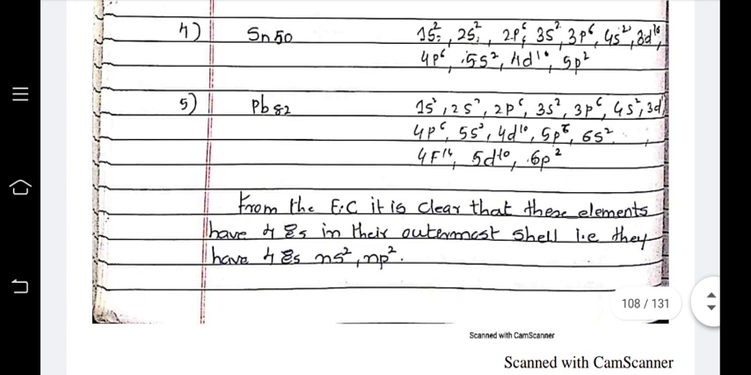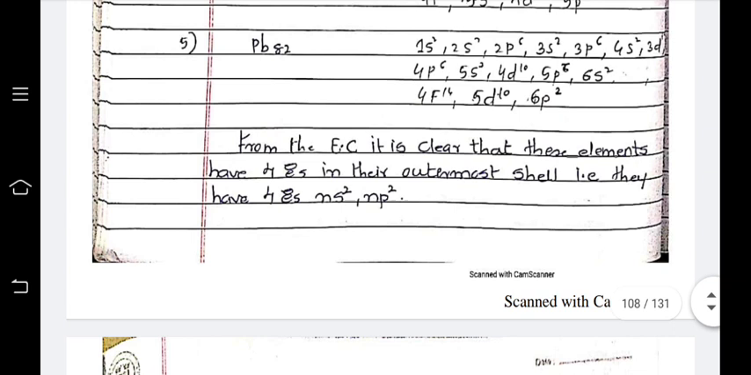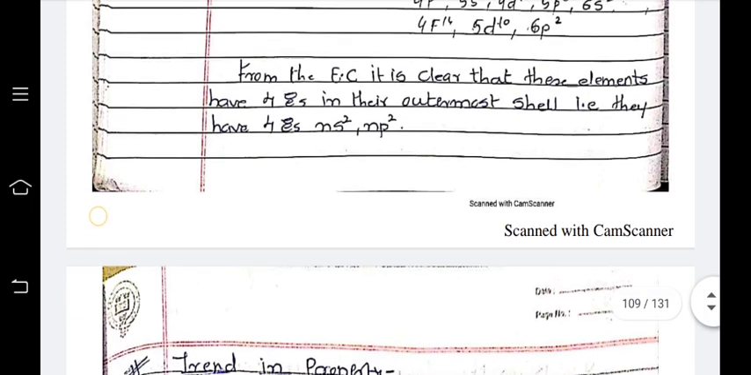Tin: 1s2, 2s2, 2p6, 3s2, 3p6, 4s2, 3d10, 4p6, 5s2, 4d10, 5p2. Lead: 1s2, 2s2, 2p6, 3s2, 3p6, 4s2, 3d10, 4p6, 5s2, 4d10, 5p6, 6s2, 4f14, 5d10, 6p2.